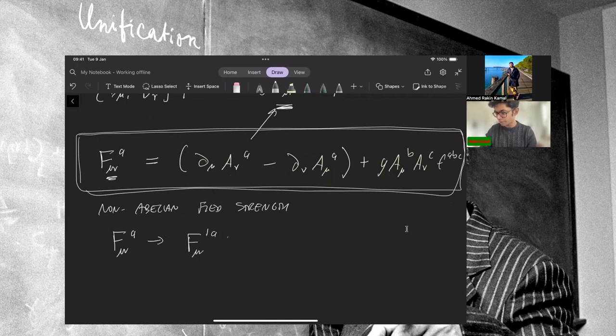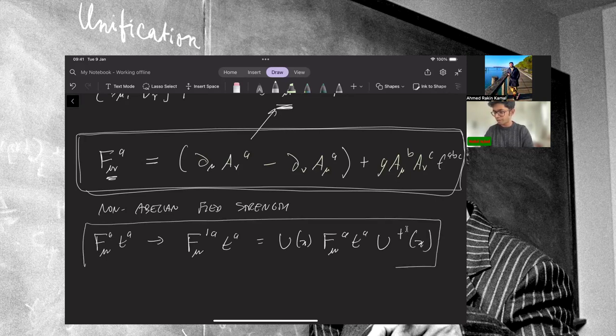What it is now is that it's gauge covariant, meaning that it transforms in the following way. If you do a gauge transformation, then F mu nu^A T^A goes to F mu nu prime^A T^A, which is equal to U of x times F mu nu^A T^A times U dagger of x. This is how F transforms under gauge transformations.